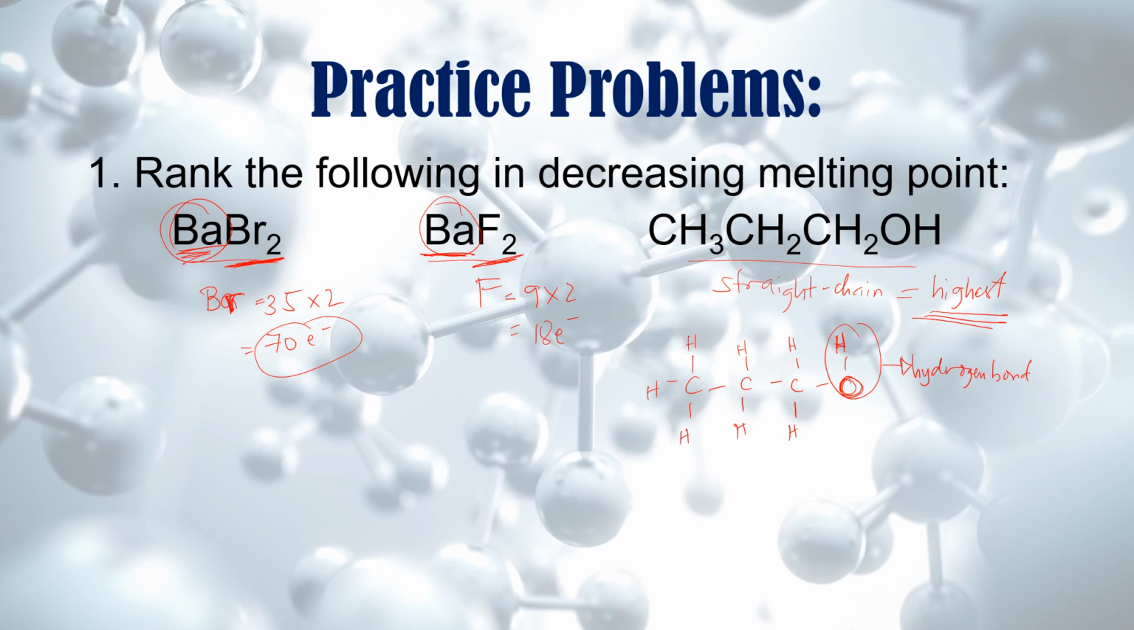So if we are now going to rank these 3 molecules in decreasing melting point, we will begin with the highest melting point, which is the CH3CH2CH2OH, followed by BaBr2, and lastly, the weakest one, BaF2. So this is the correct answer.